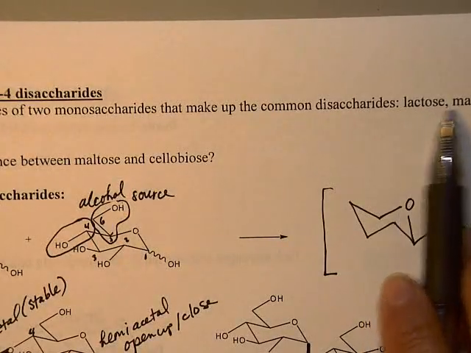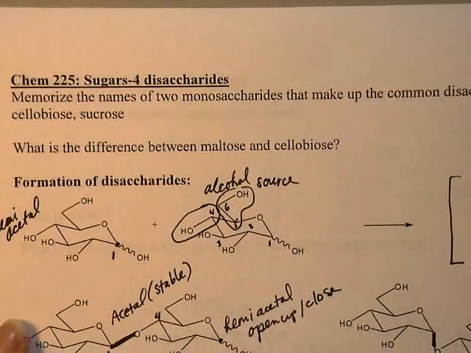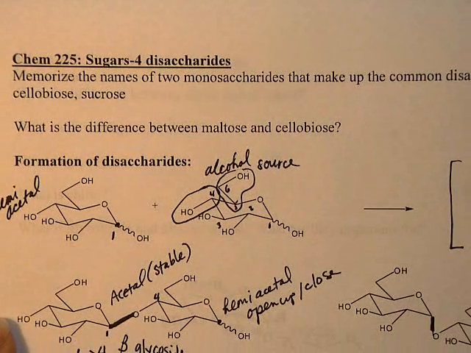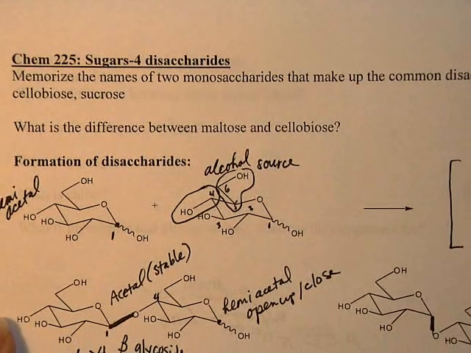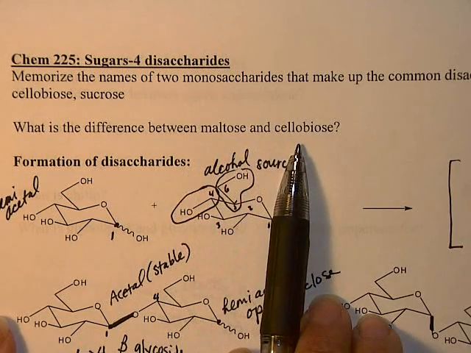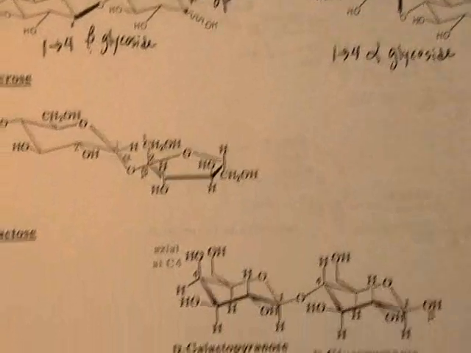So we're going to look at lactose, maltose, cellobiose, and sucrose. So if somebody asked you, what is sucrose? You should be able to answer back saying that is a disaccharide, and it's made up of a glucose and a fructose, for example. Okay? And that's the extent that I want you to be able to do. What is the difference between maltose and cellobiose? We're going to go over that in a minute. So these two questions you should be able to answer at the end of this lecture.